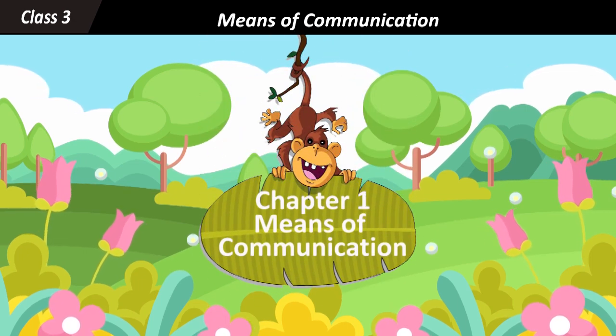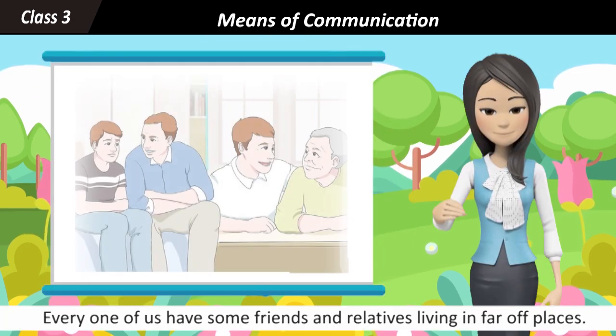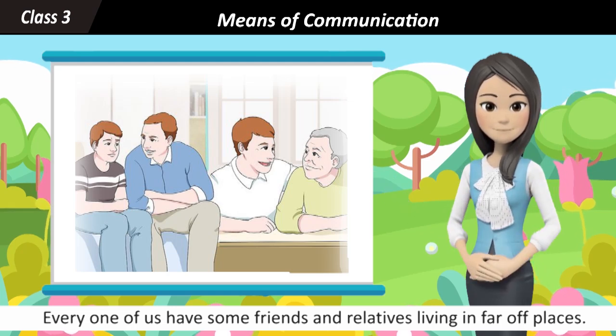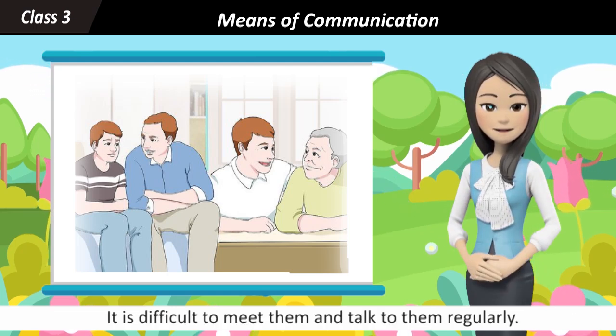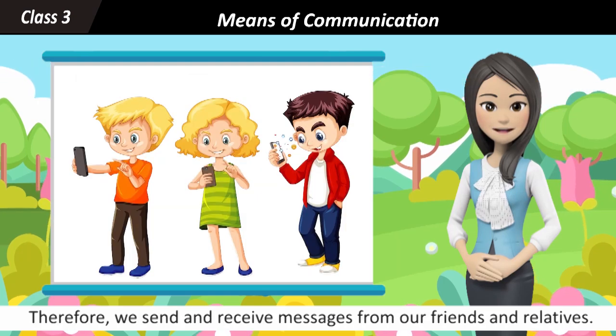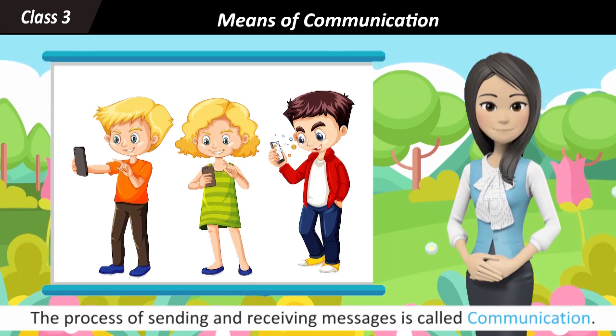Chapter 1, Means of Communication. Every one of us has some friends and relatives living in far off places. It is difficult to meet them and talk to them regularly. Therefore, we send and receive messages from our friends and relatives. The process of sending and receiving messages is called communication.